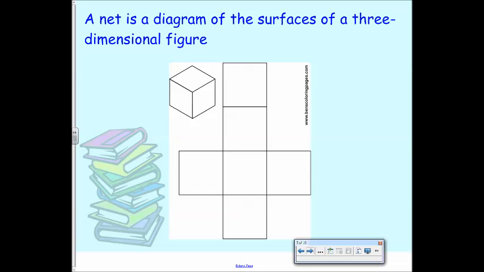Okay? How can you tell by looking at it that it makes a cube? Like, what's your indicator right away that it's going to be a cube? All the sides are equal. It's squares, so they have to make something that has all equal sides, which is going to be a cube. All right? A cube is another word for a square prism.